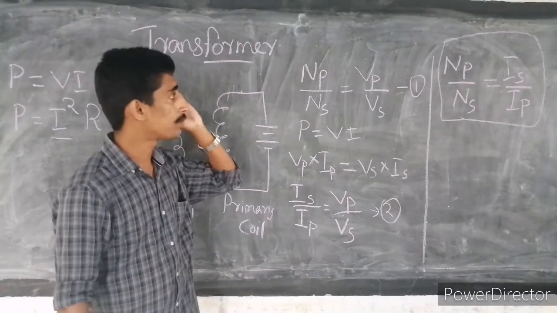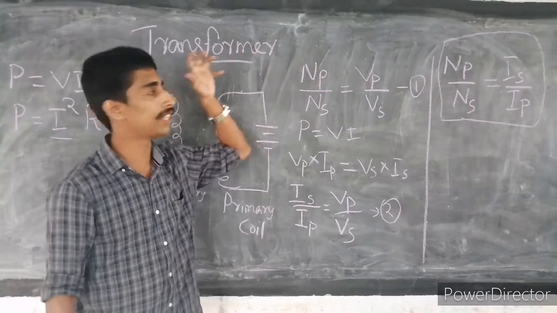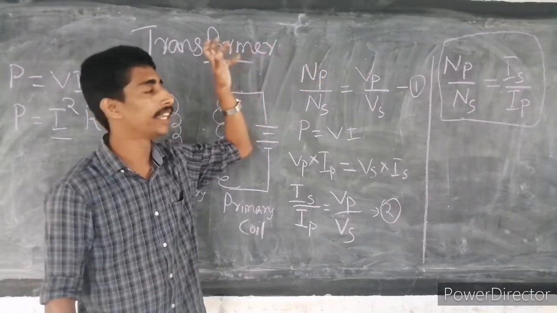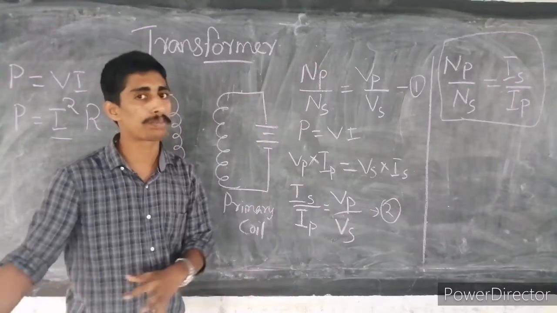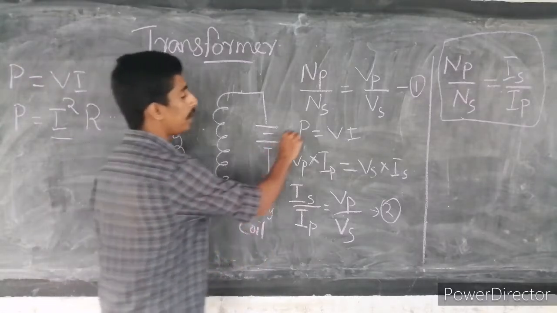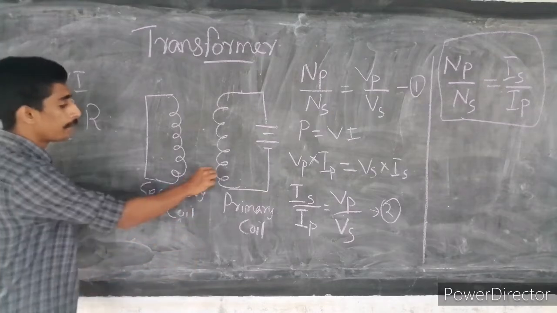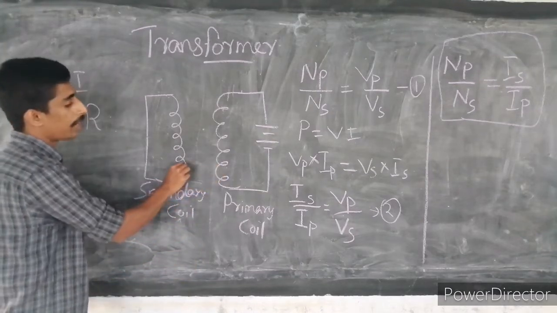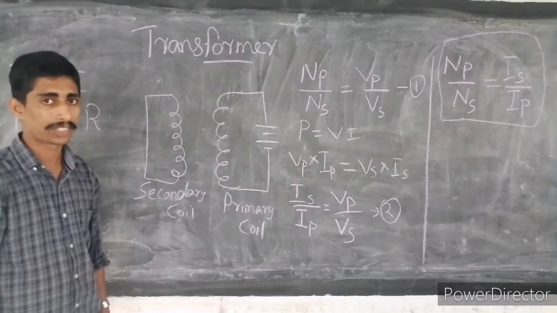Okay, in your textbook they gave V as E, N as number of turns in the primary coil. N is number of turns, V is EMF or potential difference. And we know another equation, P is equal to VI. So the total power on both the coils will be equal.